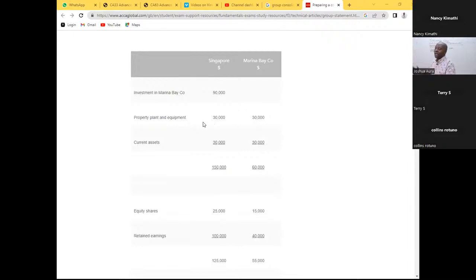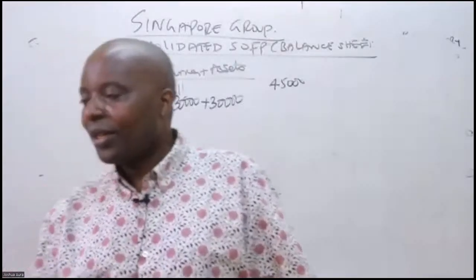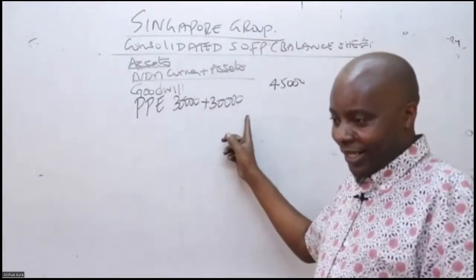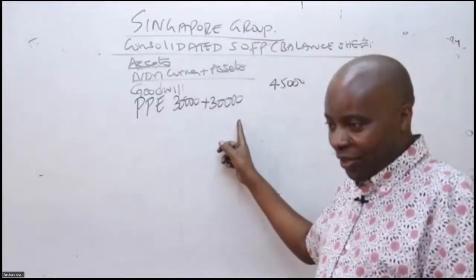So consolidation is about adding together. So 30,000 plus 30,000. I would want to see whether there is anybody who is able to remember something here. Is there anything else, do you think, we shall add to this?